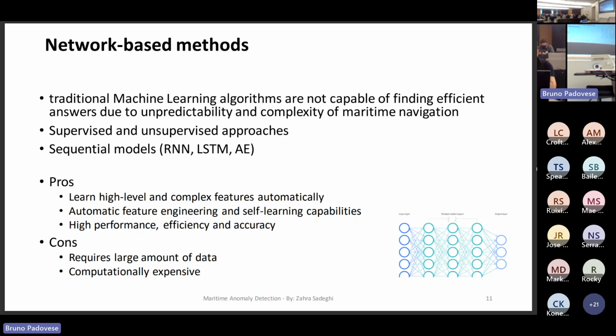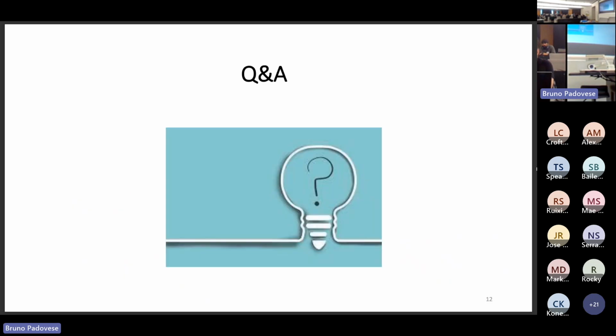The advantage of applying deep neural networks is that they can learn high-level and complex features automatically, so we don't require any feature engineering, and they have the capability of self-learning. They also have high performance, efficient, and accurate. They are very accurate, but the disadvantage is that these models require a large amount of data, and they are computationally expensive. So I tried to go very quickly. Thank you so much. If you have any questions, I will be glad to take them.